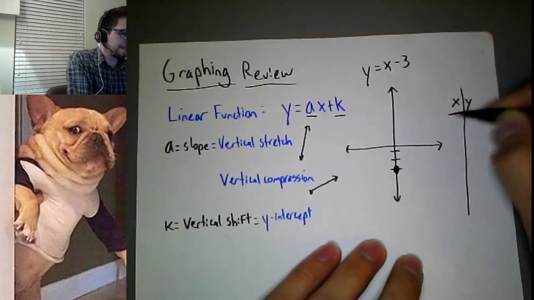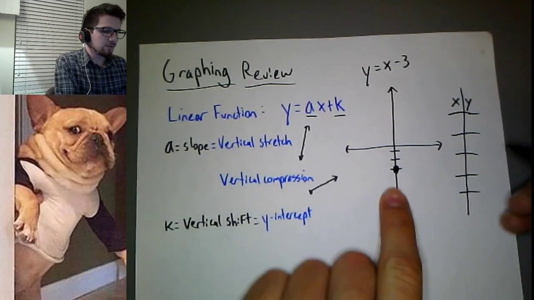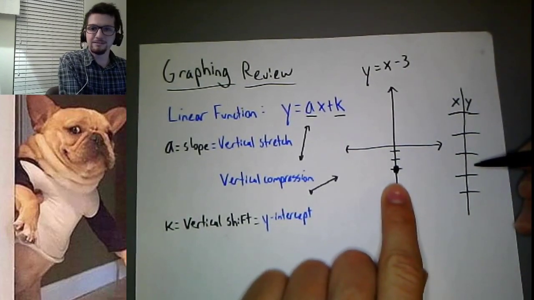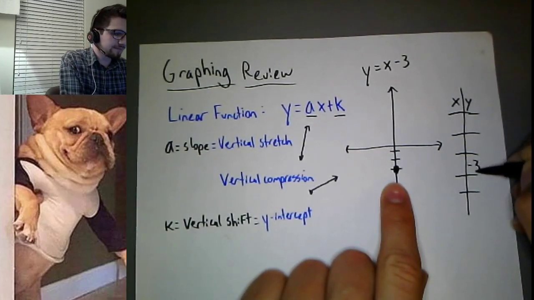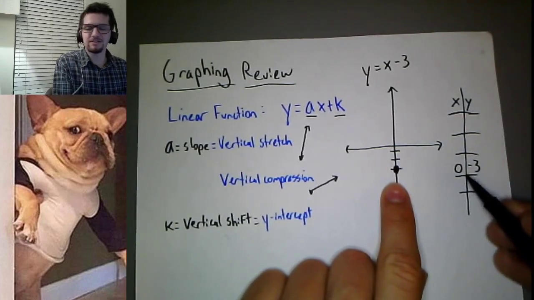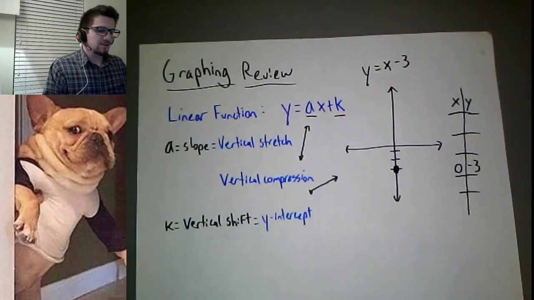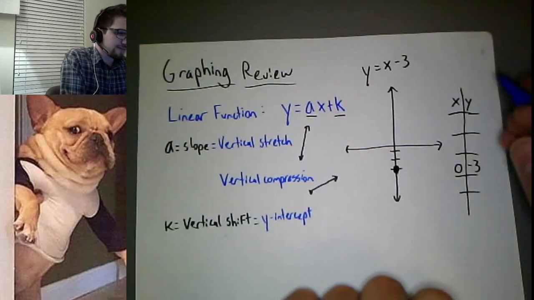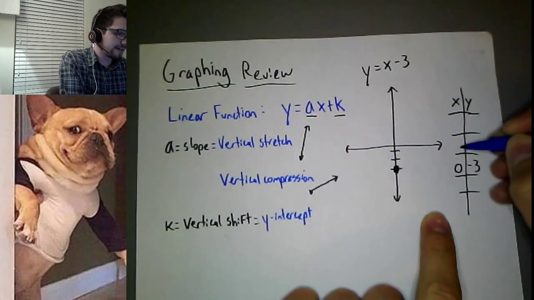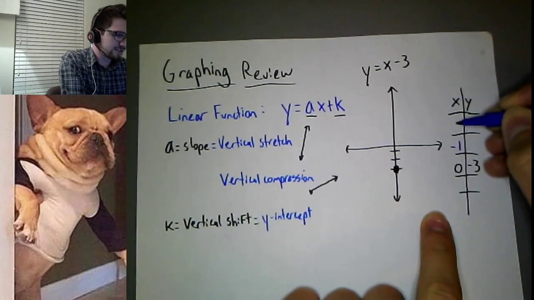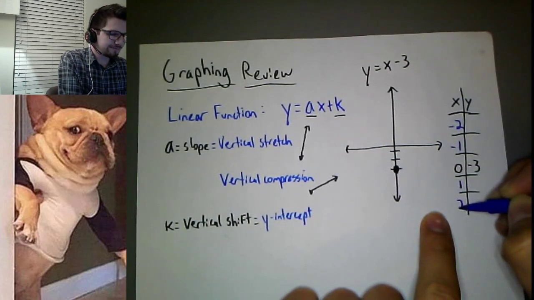To avoid getting too complicated, we do our t-table, 1, 2, 3, 4, and my y-intercept is going to go in the middle. So it's 0, negative 3. That is my y-intercept. To get the numbers up and down from this, going up we go 0 minus 1 and 0 minus 2, then 0 plus 1 and 0 plus 2.